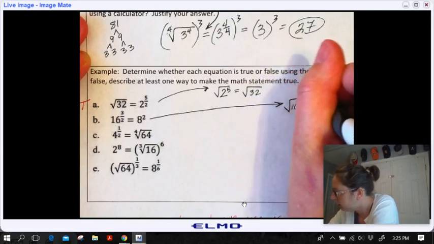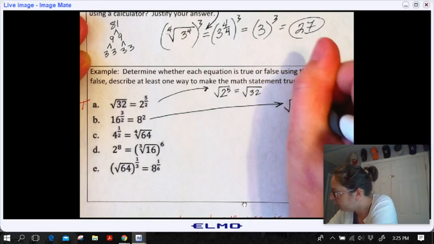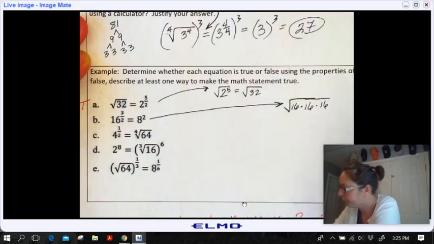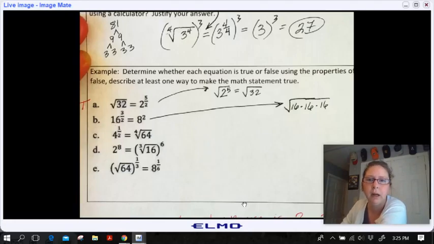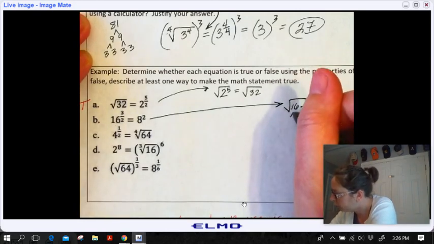16. Here's the easiest way for me to do it. I'm going to do 16 times 16 times 16. Alrighty, I need groups of 2. Groups of 2.